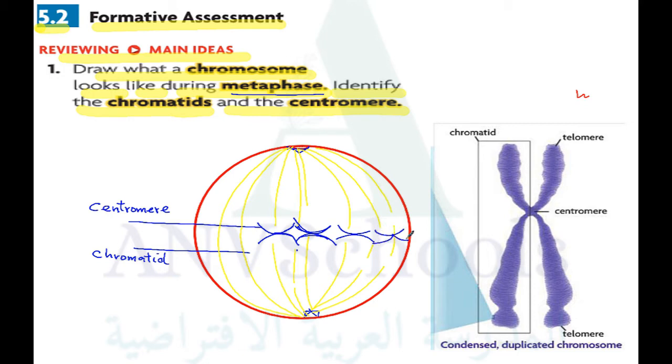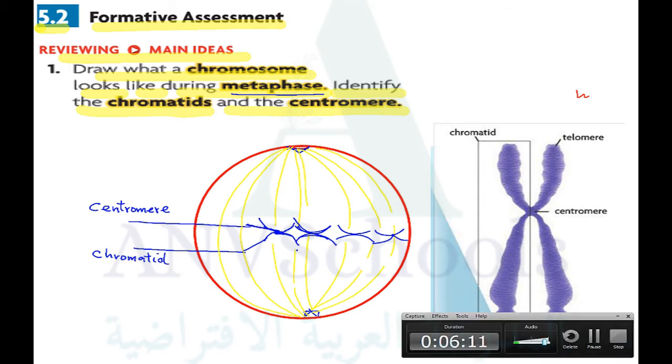So that is what the question expects you to draw, and then you show what is the centromere. Sorry, it's not the centromere, this is the chromatid. So if this is what we are having here, then this is the centromere, the middle part. This is the chromatid. So let's go to the next question.